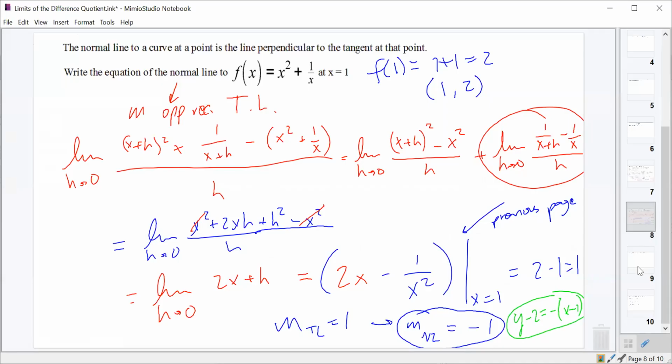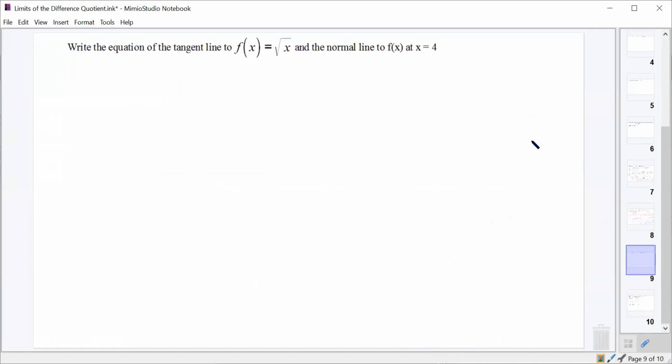Everybody feel all right about this stuff? Could do one more. Let's do one more. See if we can write the equation of the line tangent to root x and the normal line to root x at x equals 4. Any thoughts on how we might do that? What should we do?